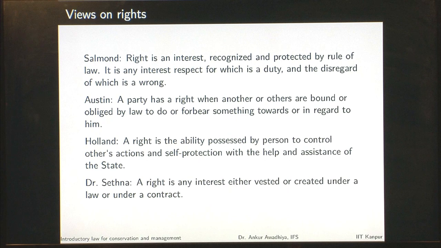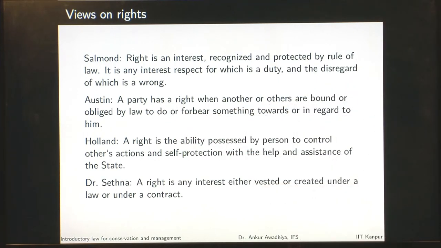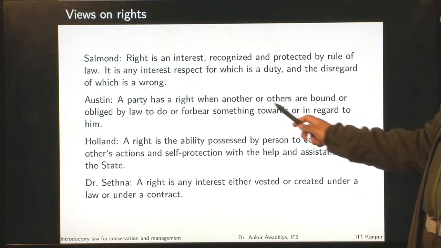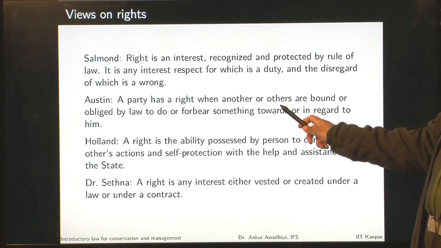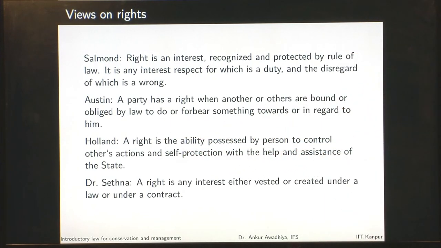Austin says, a party has a right when another or others are bound or obliged by law to do or forbear something towards or in regard to him. So, Austin is saying that a party, which means a person or a group of persons, has a right when another or others, that is one person or many people, are bound by law, obliged by law to do something or to forbear something, that is to do something or to refrain from doing something towards or in regard to him. That is, if you have the right to enjoy your property, others are obliged to allow you to enjoy this right, and others are forbidden from interfering in your enjoyment of rights.